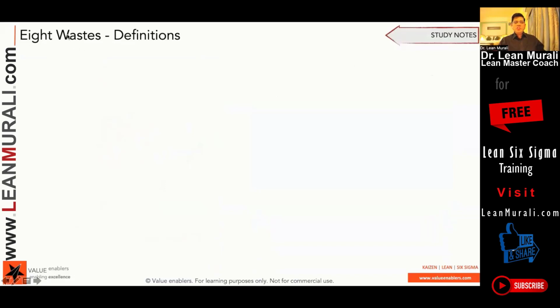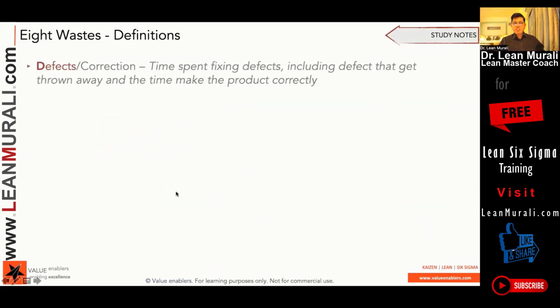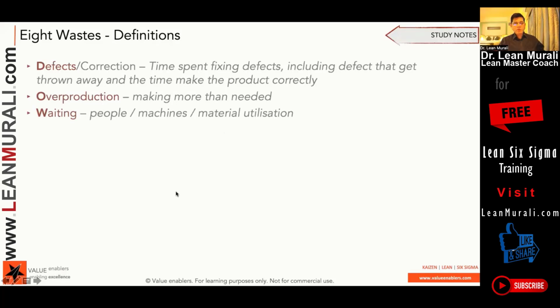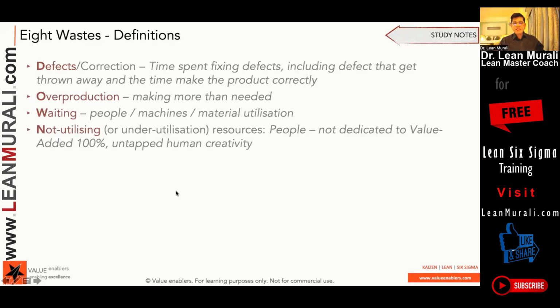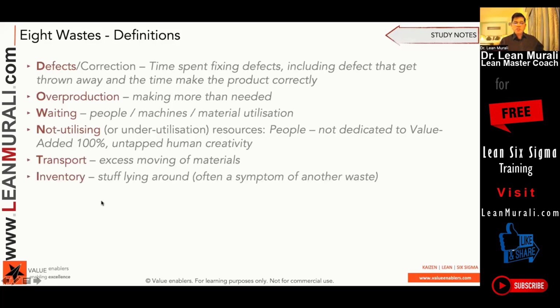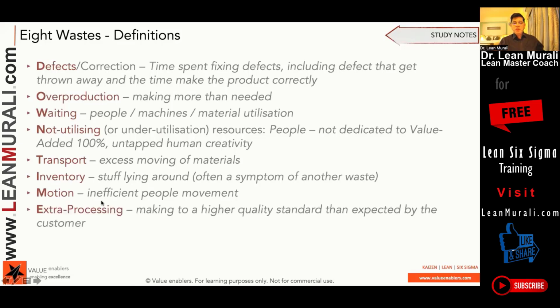There are some study notes. All of you type DOWNTIME: D as in defects, O as in overproduction, W as in waiting, N as in not utilizing resources, T as in transportation, I as in inventory, M as in motion, and E as in extra processing.